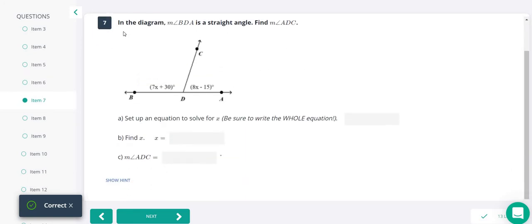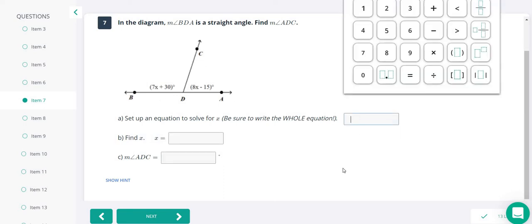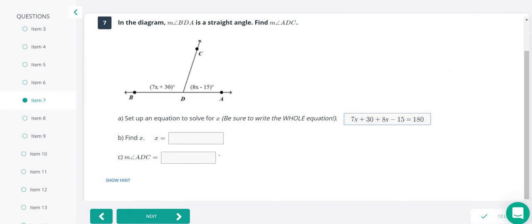All right, number 7. BDA is a straight angle. Straight angle means it equals 180 degrees. So set up an equation here. Again, this part and this part are going to equal the whole, which is 180. So we have 7x plus 30 plus 8x minus 15 equals 180. And then we have to solve for x.